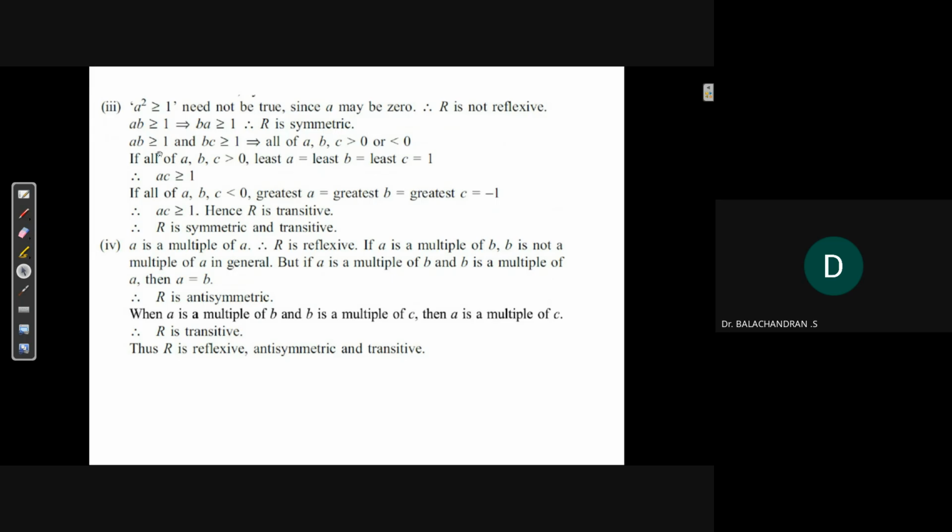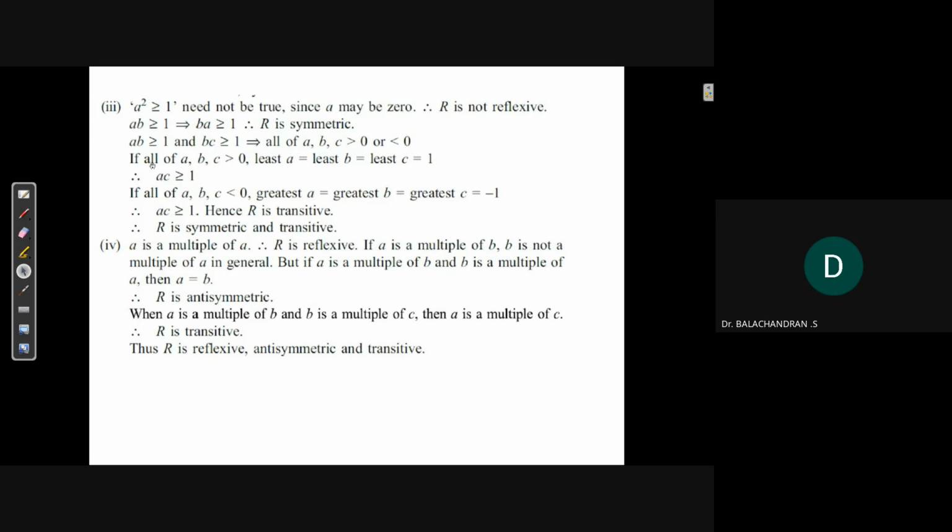Third one, transitive. So for transitive, you should assume a is related to b, and a is related to b implies ab ≥ 1. b is related to c implies bc ≥ 1. So this implies, in this case, either a, b, c are all greater than 0, or all less than 0. If everything is positive, you'll get ≥ 1. If everything is less than 0 also, you'll get ≥ 1. You can check it.